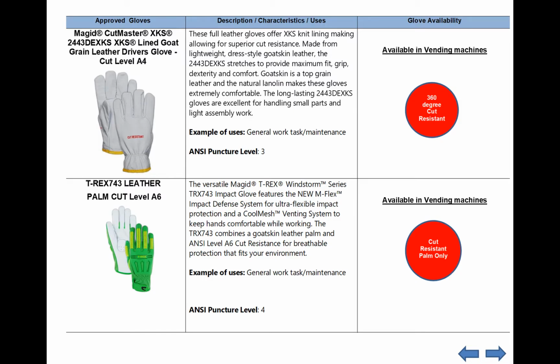Several gloves are approved by the WestRock Hopewell Mill. Each has different levels of protection and is used for different tasks. The Lion Goat Grain Leather Driver's Glove is used for general work tasks and maintenance. These gloves are fully leather, lightweight, and stretched to provide the maximum fit, grip, dexterity, and comfort with an ANSI puncture level of 3. The T-Rex Leather Palm Cut Glove is also used for general work tasks and maintenance. They feature the new M-Flex Impact Defense System for ultra-flexible impact protection and the Cool Mesh venting system to keep the hands comfortable. They have an ANSI puncture level of 4.